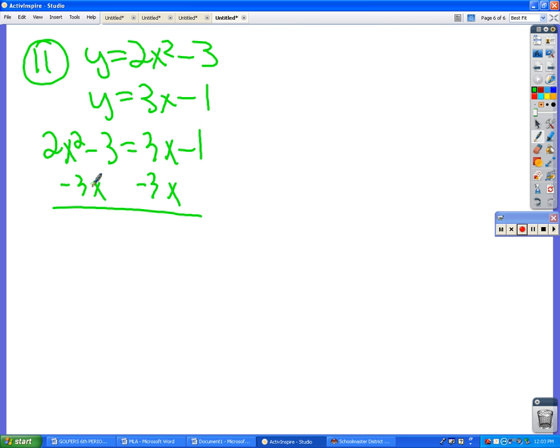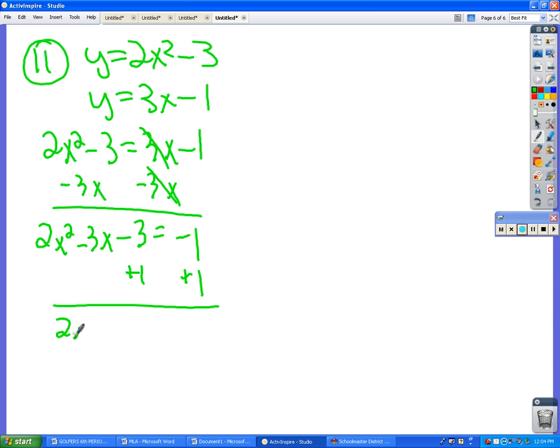Okay, so this 3x doesn't go with the squared and it doesn't go with the number. 2x squared minus 3x plus minus 2. Oh, you're ahead of us. Okay. Yeah. How do I get rid of the -1? Add it. Add to both sides. So 2x squared minus 3x minus 2 equals 0.